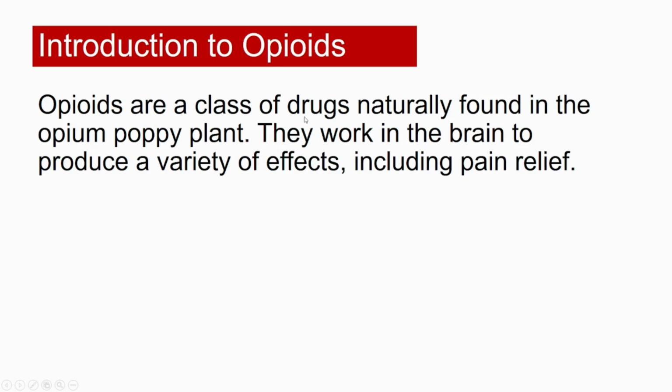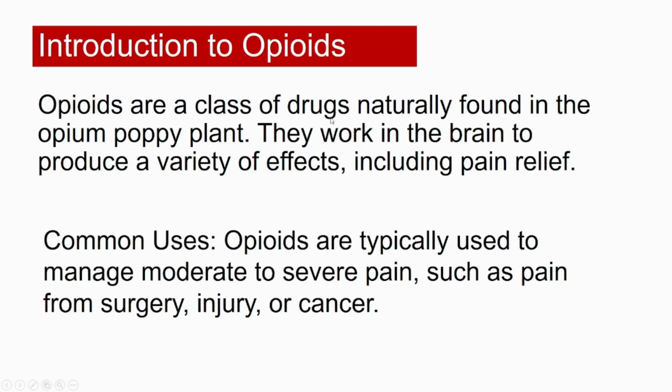Opiates are a class of drugs naturally found in the opium poppy plants. Originally, they were found from the poppy plants. However, now you have semisynthetic and synthetic opiates. Primarily, they work in the brain and also the peripheral nervous system, and they produce a variety of effects, especially known for pain relief. The common uses of opiates are for managing moderate to severe pain, such as pain from surgery, injuries, or cancer.